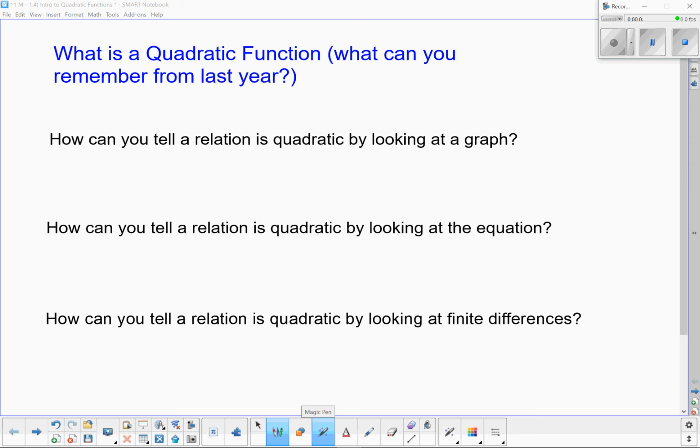We are going to be reviewing quadratic functions today, and in particular we're going to look at how to recognize quadratic functions if you have just a graph, if you have an equation, and then if you have a table of values. We're going to use finite differences to recognize whether something is a quadratic function or not.